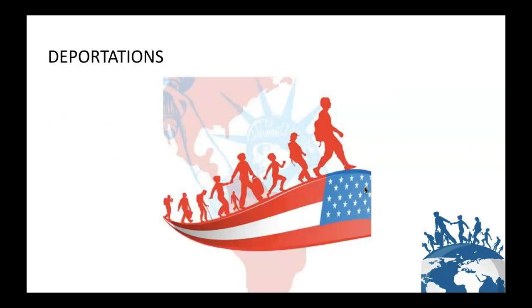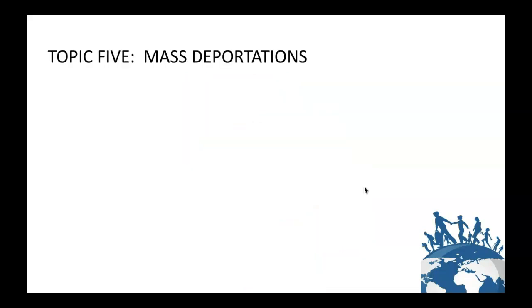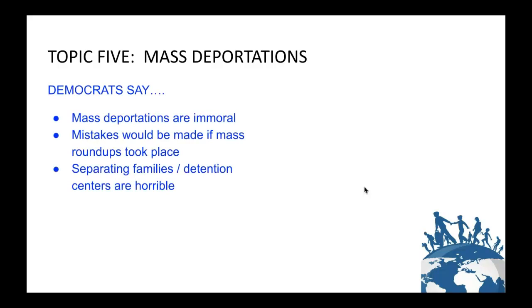On the controversial issue of deportations, the two parties could not be any more different. Democrats say that mass deportations of illegal immigrants in the United States is immoral, and mistakes would definitely be made if mass roundups took place. Separating families and holding them in detention centers is horrible, and many insights lead us to believe that the conditions inside those detention centers are anything but ideal. Many Democrats would also say that this is something to be said about the character of our nation, that the American dream was not built off of kicking people out, but welcoming people in.